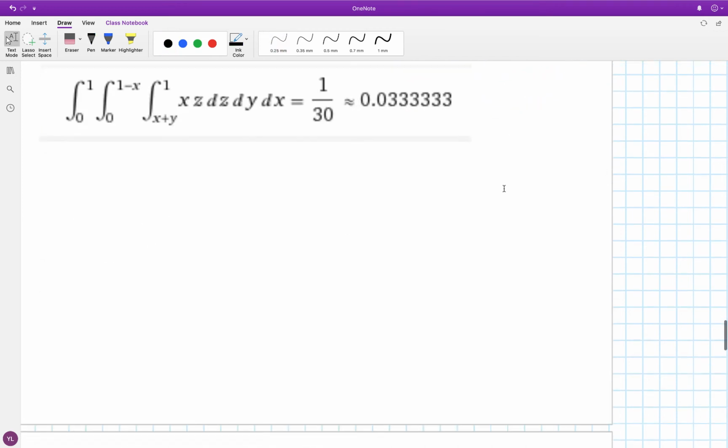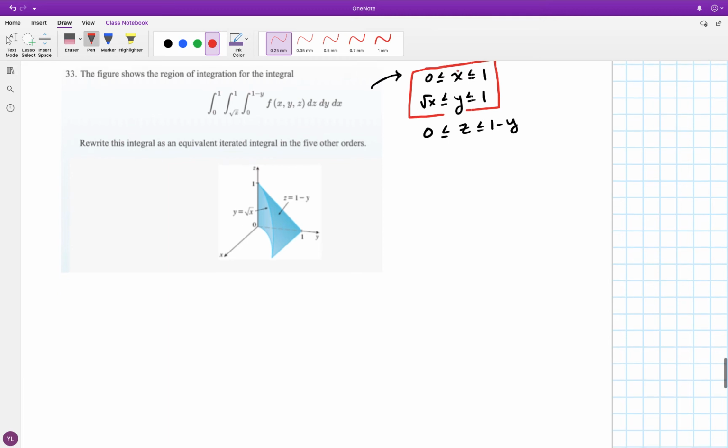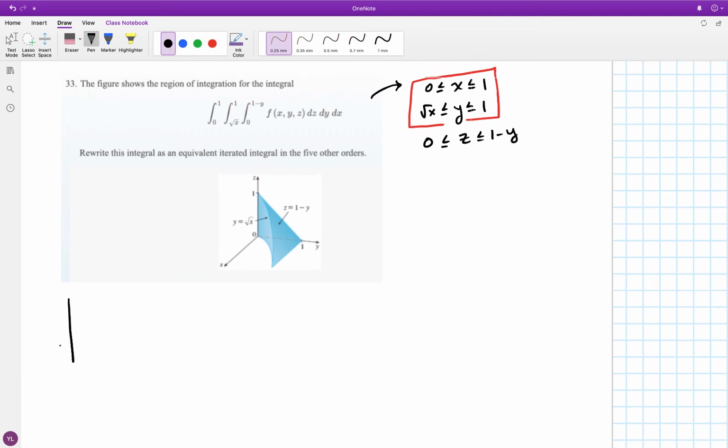Okay, on to the next example. Here, they have set up an integral in a specific way, and I want to try and set it up in the 5 other ways that I can. So I'm just writing out these inequalities by looking at the integrals themselves, and I notice that they have set up a type 1 solid. So I'm going to go ahead and express that type 1 solid in the other way that I can by switching the roles of x and y.